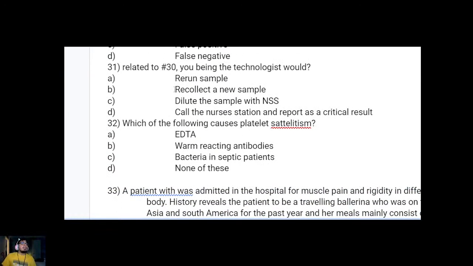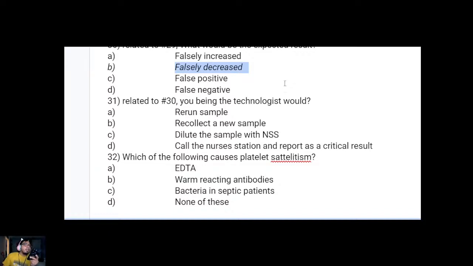Okay? Next. What would you do as a technologist? Let's see kung maraming nakasagot ng tama. Very good. Proud na proud talaga ako sa class na to. Kasi hindi nila i-rerun ang sample. Hindi nila i-dilute. Ang gagawin daw nila is recollect a new sample. Natutuwa ako sa class na to, Sir Marco.